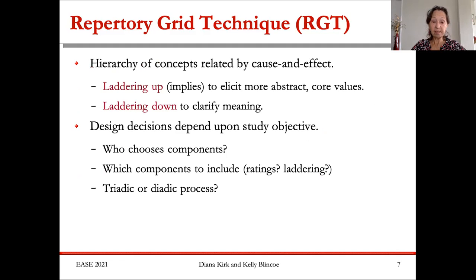Kelly believed that a system of constructs is like a hierarchy relating by cause and effect. So when you're carrying out interviews, you can use laddering up, in which case you would say, why does this matter? Why is this important? And this takes you up to the higher, more abstract notions in the person's mind. You can also ladder down to get a clearer idea of the meaning of the construct, by saying, can you be more specific? And this takes you down to more basic ideas from the person's perspective.